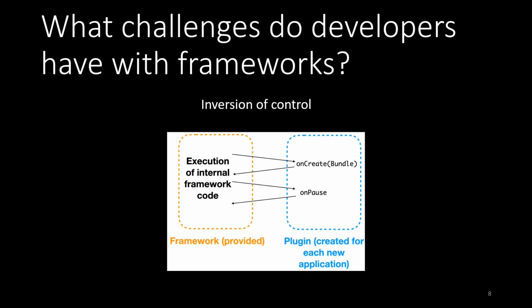framework development process. The first one is inversion of control. Inversion of control is the situation where the framework controls the execution of internal framework code, but then calls out to the plugin at certain defined points and lets the developer do their unique code at that certain stage. In this case, you can see the framework calling out to the onCreate method and the onPause method at different times in the execution process.